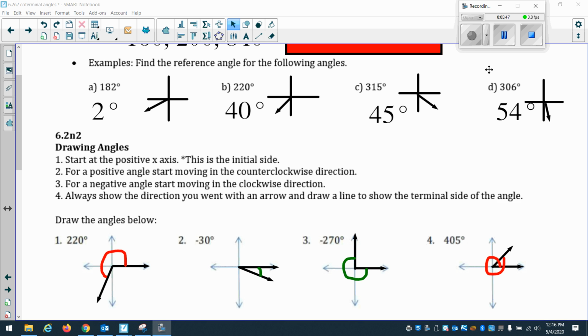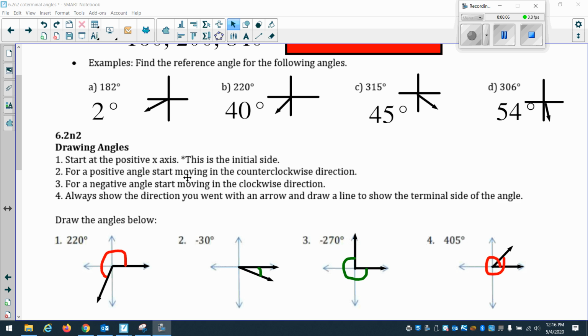So when you're drawing angles, there are 2 things that you have to remember. You have to remember you're starting with the positive x-axis, which is right here where we start the unit circle at 0. This is called the initial side because it's your starting point.